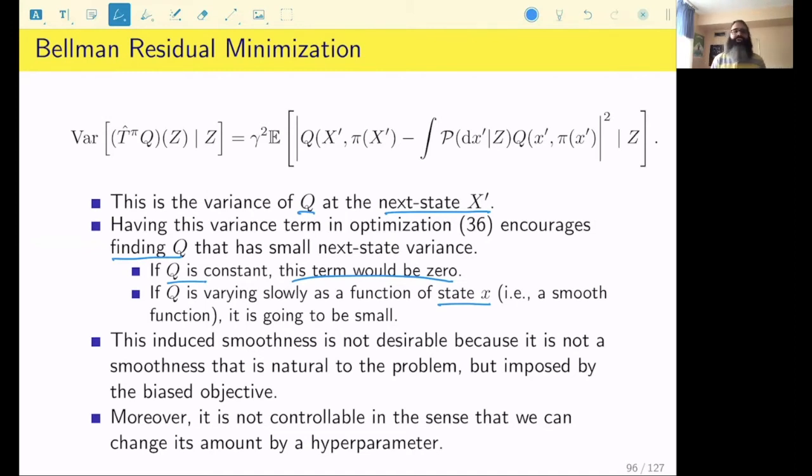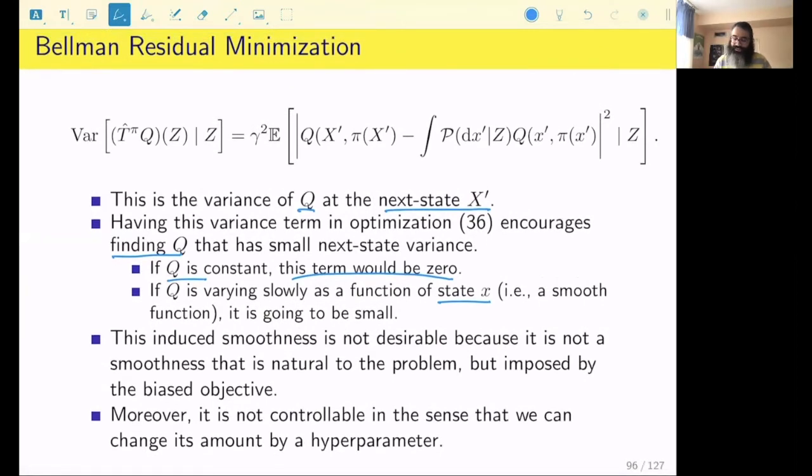And if you recall from your course on machine learning, the regularization parameter should depend on how many data points you have. If you have only a few data points, usually you regularize more to avoid overfitting. But if you have a lot of data points, your regularization coefficient should go to 0, generally speaking. But here we don't have control over it, so there's no hyperparameter to control that variance term. And this is essentially variance that is imposed by the bias of the objective function.